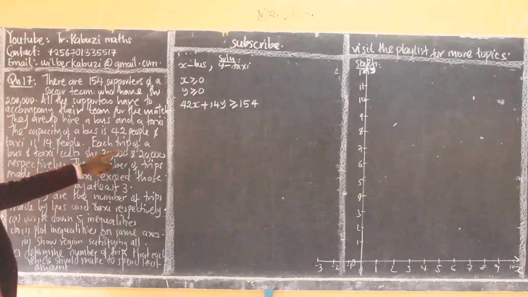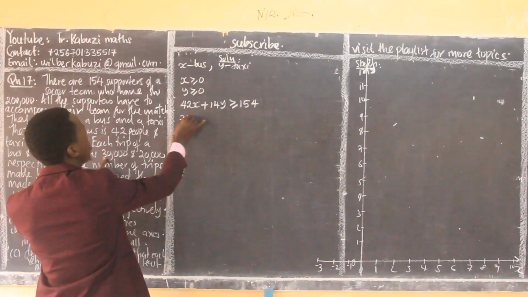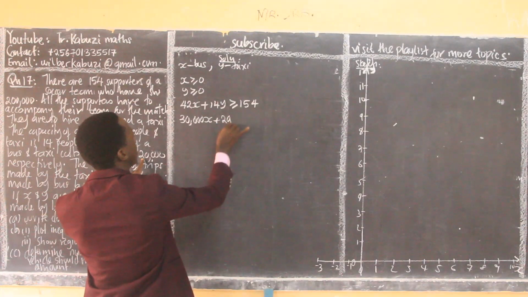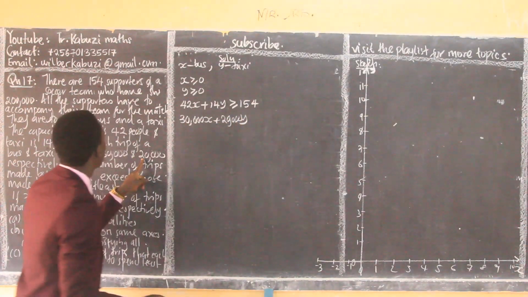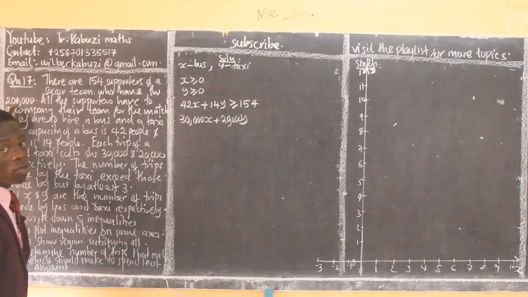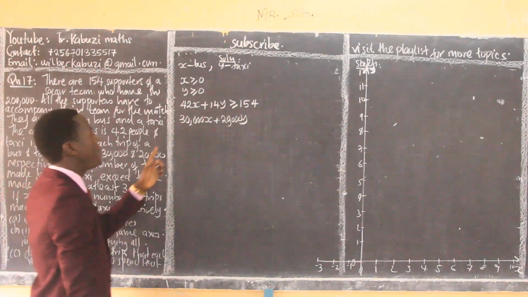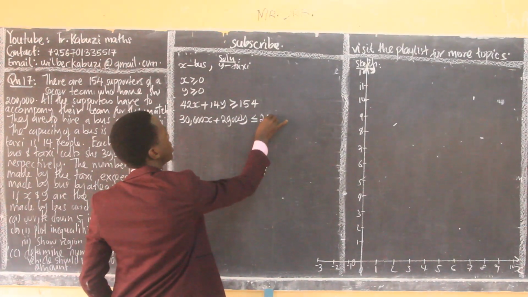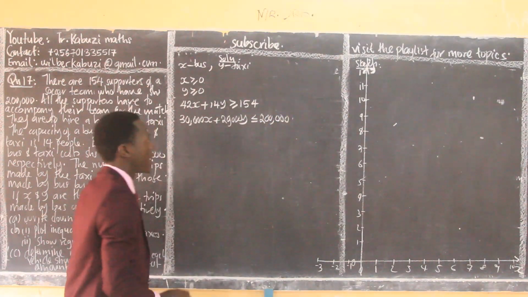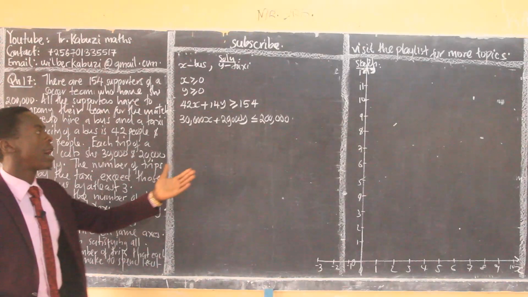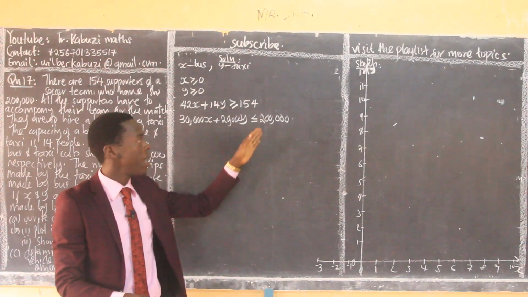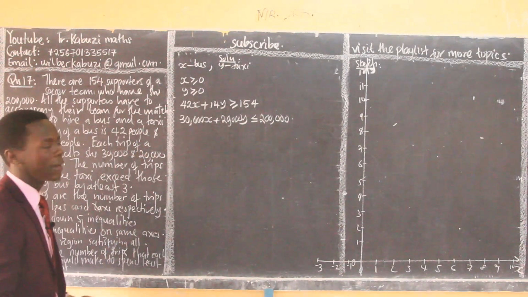Then we come to the next one. They're telling us that each trip for a bus and taxi costs this. So a bus costs 30,000X, then a taxi 20,000Y. But remember, these people have a total of 200,000. So if you add these, they should not exceed that amount, 200,000, because you cannot use what you don't have. The maximum they can use is 200,000. They can use money below that, but they can't exceed 200,000 because that's what they have.